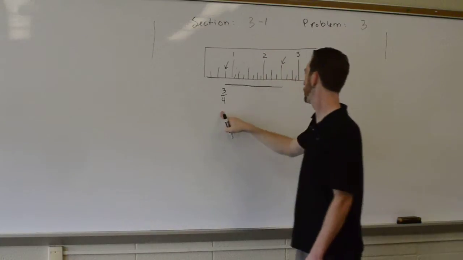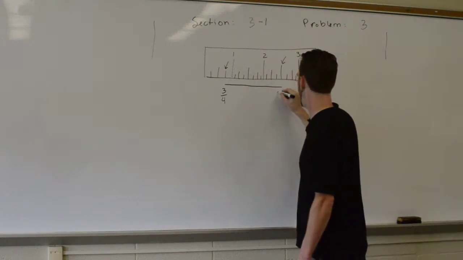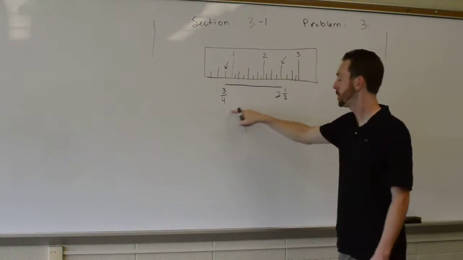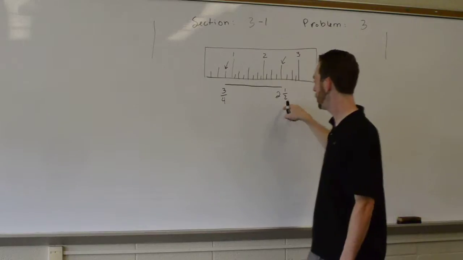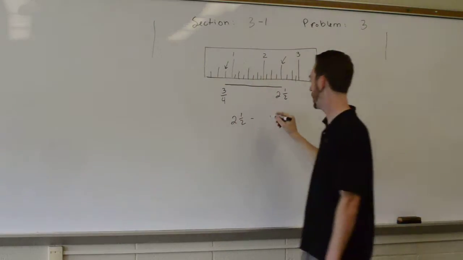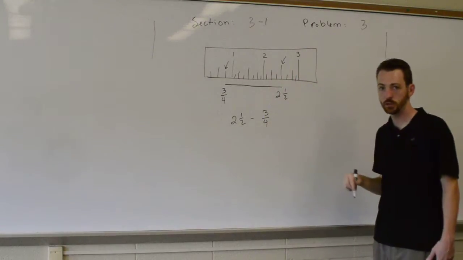So we start at 3/4. We have our ending point here at 2.5. So we need to find the length of this line, which means we need to find out where the end point is and subtract the beginning point. And to do this, we need to draw on many of the skills we've used before.